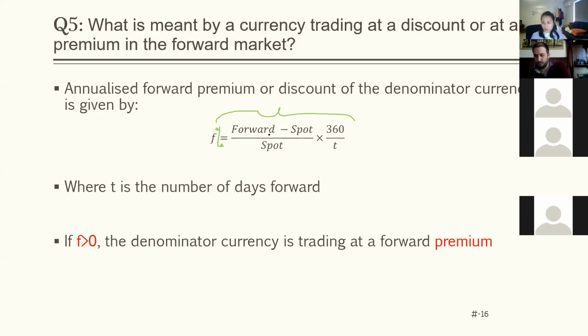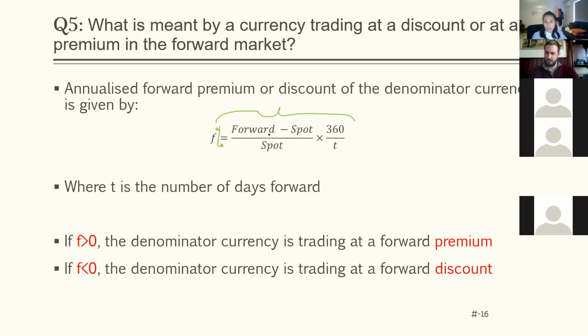So if we have a forward premium, what does it say about the future expectations? So let's say, we think it's going to appreciate in the future. Exactly, right? So if F is greater than 0, then this is a forward premium. And this is when we think the commodity currency is going to appreciate, okay? And vice versa.